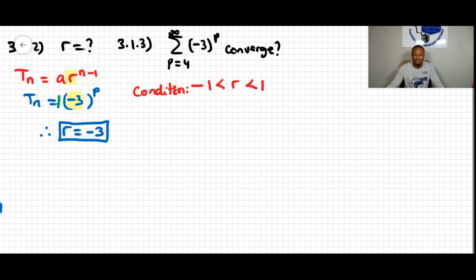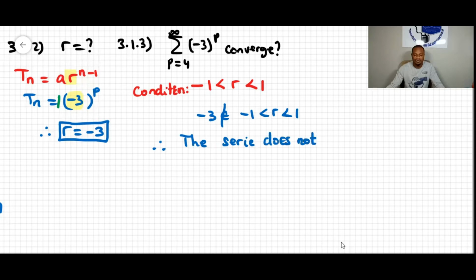Now, when we look at this, -3 does not lie in the interval of -1 to 1. Therefore, we say it does not lie there. So therefore, we say the series does not converge.